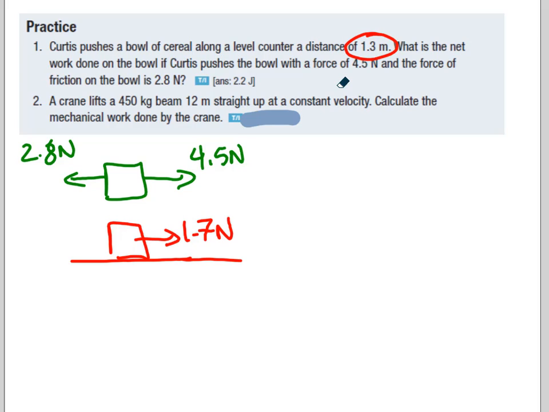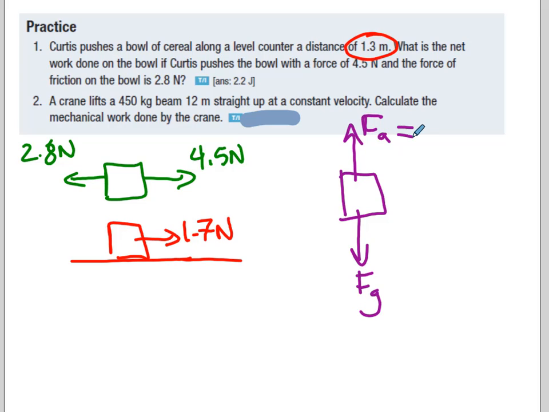Cool. Second question: a crane lifts a 450 kilogram beam 12 meters up at a constant velocity. Calculate the mechanical work done by the crane. In this case, you could have the crane, and there would be some applied force and some Fg gravitational force. It didn't ask for the total force or the net energy used here, it just asked about the crane, and that's one of the things we'll have to really isolate: what is this question asking. So it's just asking about this one here.